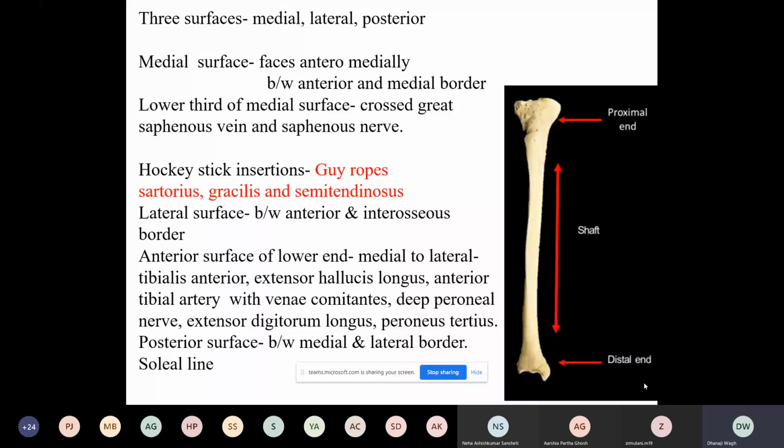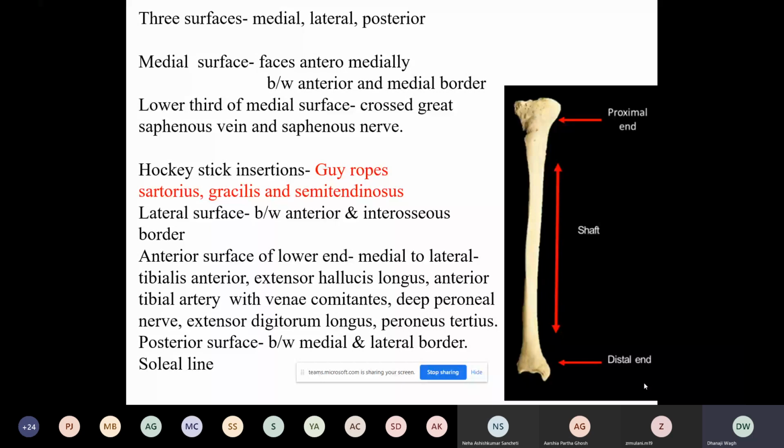Then the hockey stick insertion: the three muscles inserted on the tibia are the sartorius, gracilis and semitendinosus. The lateral surface is present between the anterior and interosseous border. On the anterior surface of the lower end, from medial to lateral, these structures are very important.